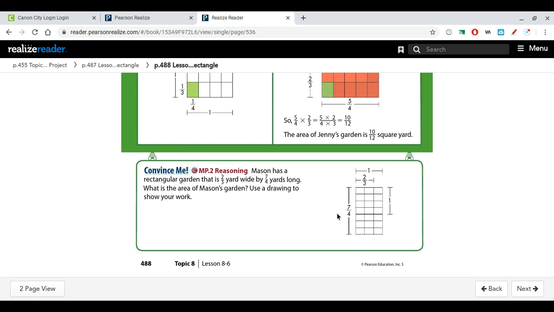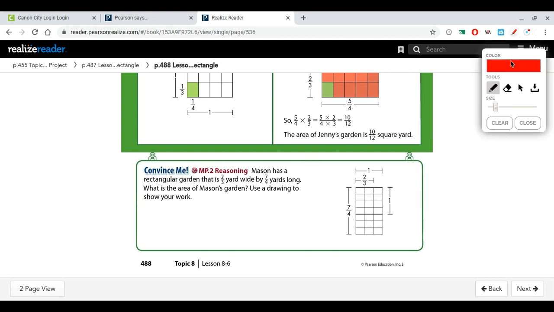This one looks a little bit different. Okay, so this is my area unit of 1. This is my area unit of 1. Notice that this length goes further because it's 7/4, and then I have 2/3. So I'm not necessarily using this guy over here because I'm only multiplying 2/3 wide by 7/4 yards long. So I'm going to do 2/3 yards times 7/4 yards.